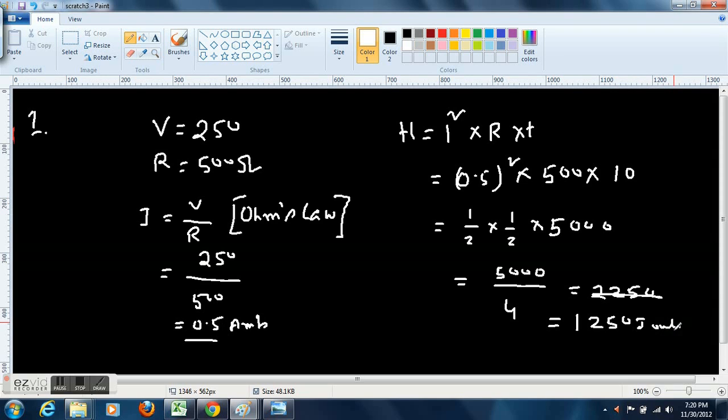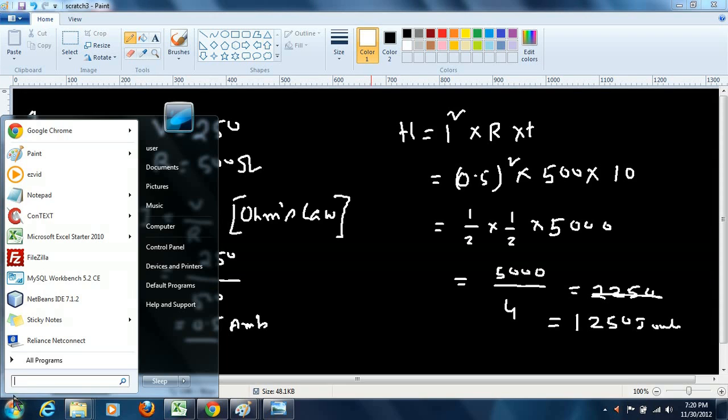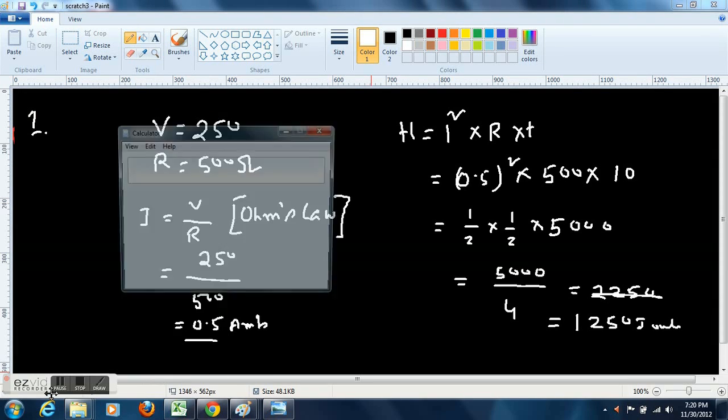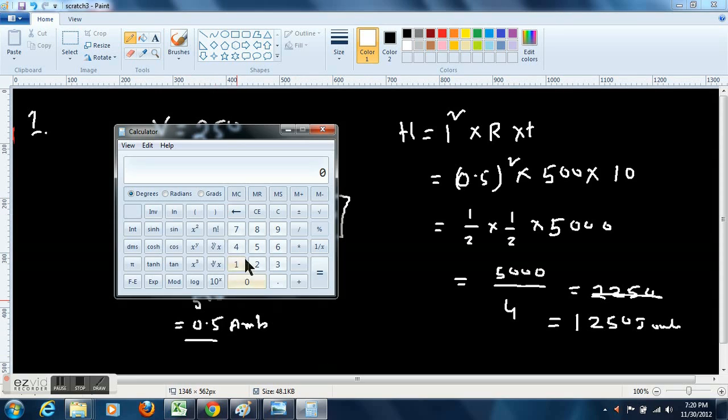In fact, we can show it in the calculator also. 5000 upon 4 equal to 1250 joules. So now we have solved the second part of this problem.